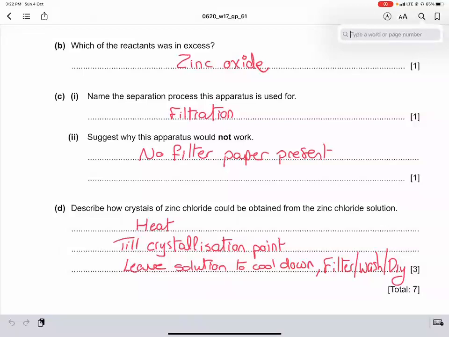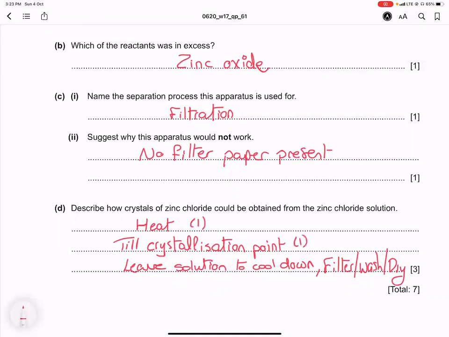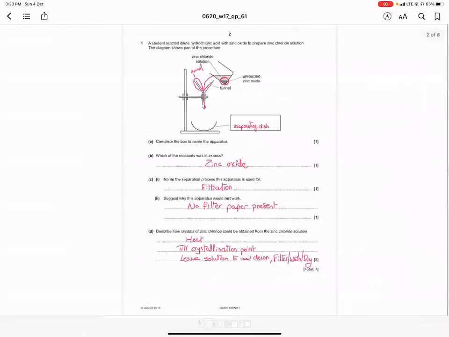Crystallization processes are always fixed. Heat till crystallization point, leave the solution to cool down. And if you wanted to obtain the crystals alone in a dry form, you could filter, wash, and dry the crystals between two filter papers. But for this question, the marks were on heat till crystallization point and leave the solution to cool down. Okay. So this is question 1.